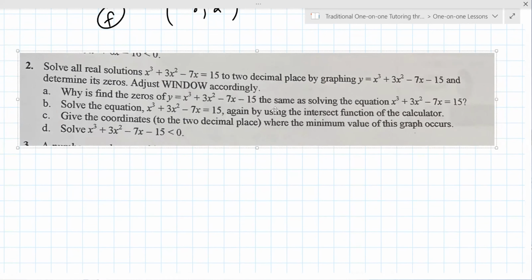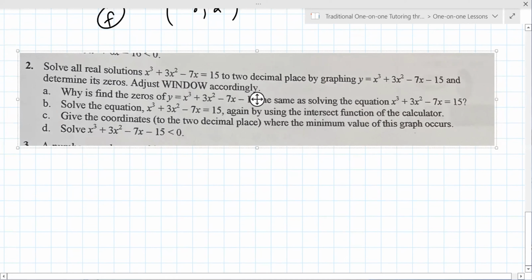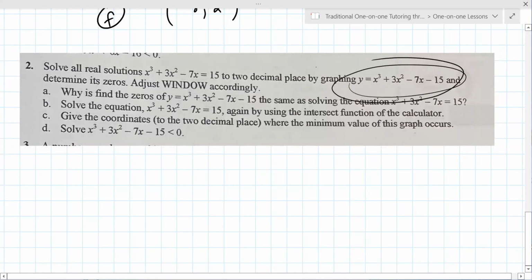Okay, so it says to solve for all real solutions of this equation, and it says to do this by graphing this expression over here on the right. The reason that works is because they're subtracting 15 to the other side of the equation. So we're going to go ahead and graph this. We're going to go back to your y equals.